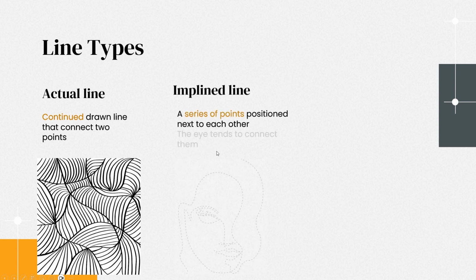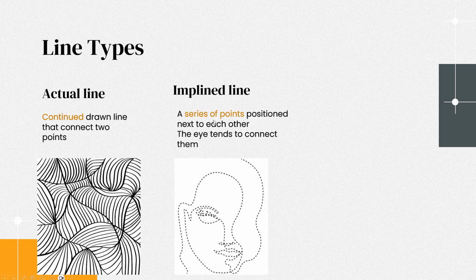We've also got implied line, which is a series of points positioned next to each other. The eye tends to connect them. So this is a dotted line, okay? The dots are placed next to each other, and we can see it and perceive it as a line because they are placed next to each other. They are implied lines, okay? So any series of points or lines, dotted lines, we perceive and understand them as a line, as a path that guides from point A to point B.